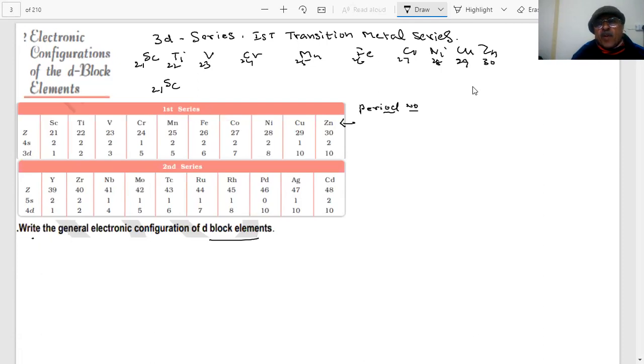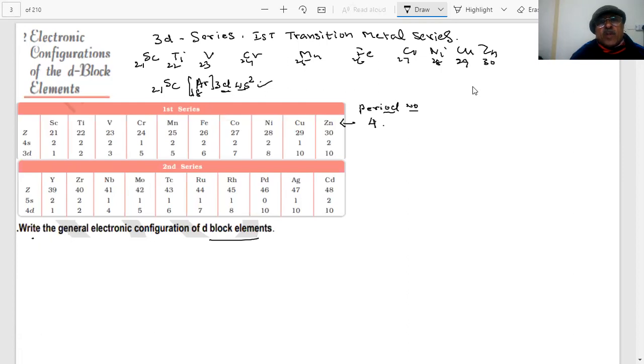Fourth, 4. You see the last shell is 4, fourth period. So scandium is in the fourth period, atomic number is 21. What will I write then? You have 4s2, and then you have 3d here. And the next noble gas, inert gas, before that is argon.